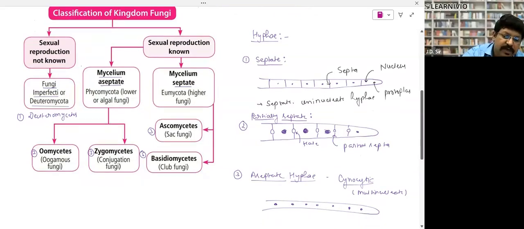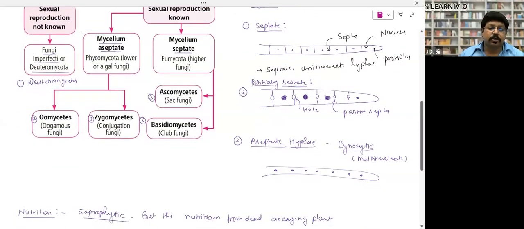Aseptate fungi, where the septa is not present, the nuclei are roaming here and there. This is called cenocytic condition. So aseptate hypha have cenocytic condition. Cenocytic means unicellular and multinucleate condition, right?